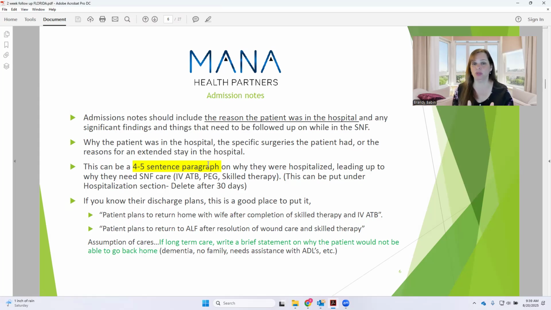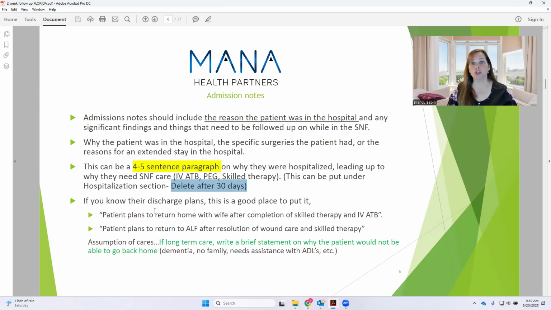But after a note, now it becomes more of a cut and paste or a copy and paste, and it stays in there for a long time. And does that really affect the patient a month after, 2 months after, 3 months after? It does not need to be captured in the note. You're already seeing the patient. You already know why they were hospitalized. So get that out of there within 30 days. Do they have IV antibiotics, PEG tube, skilled therapy? Put that in under the hospitalization and then get rid of it after 30 days.